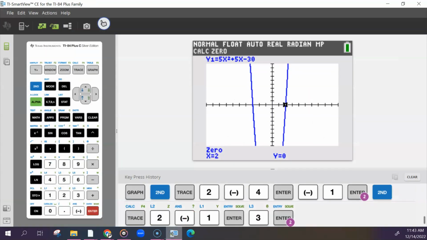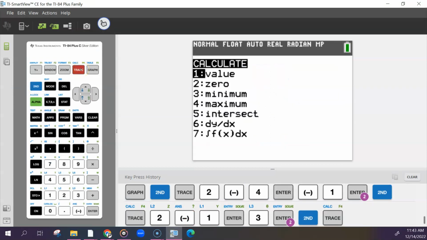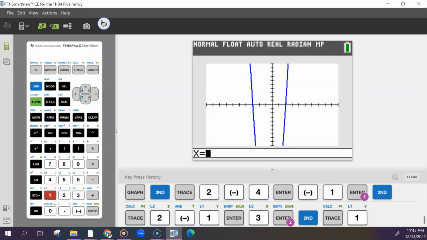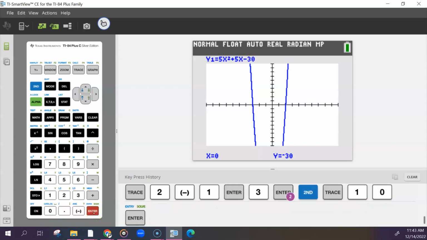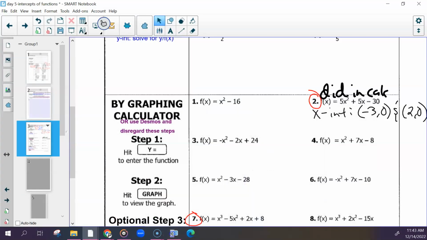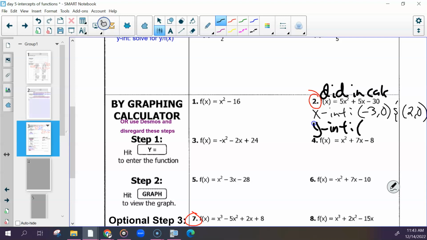For your y-intercept, we're going to go back into second trace. Your y-intercept is different because now we're looking at a specific value. So go into 1. If we're looking for a y-intercept, what would our x value be? Try again. 0. So put in 0, hit enter, and it'll tell you what your y-intercept is. So 0, negative 30 would be our y-intercept. Yes, you can write it as that.